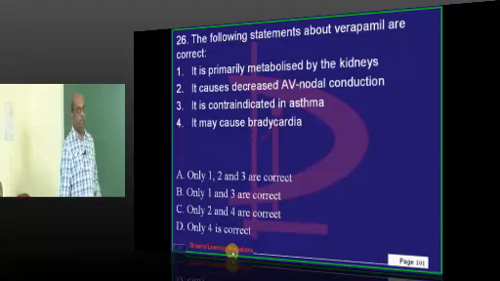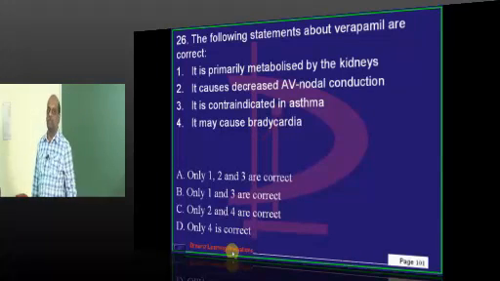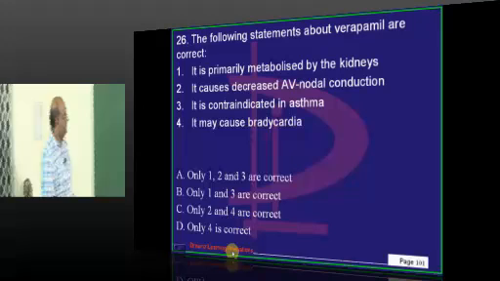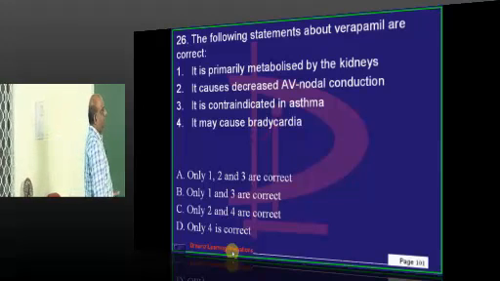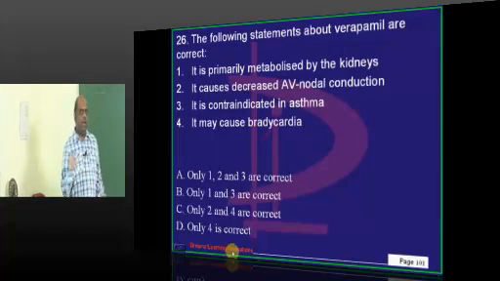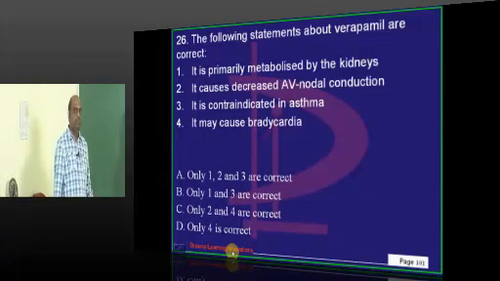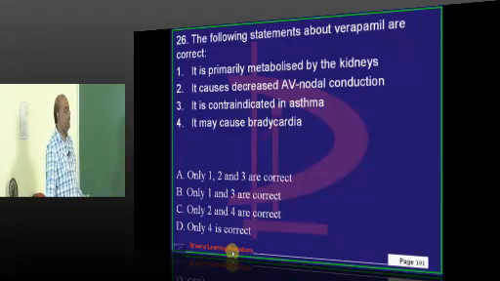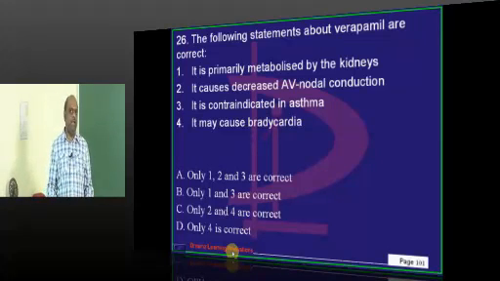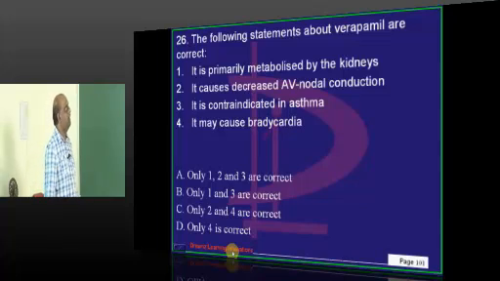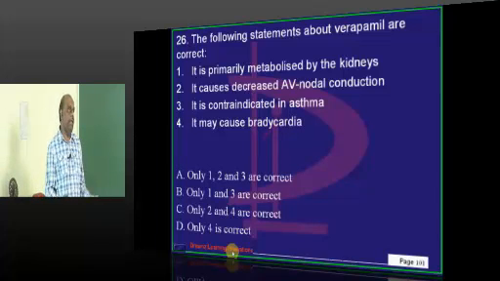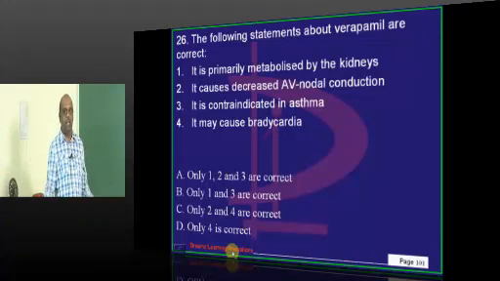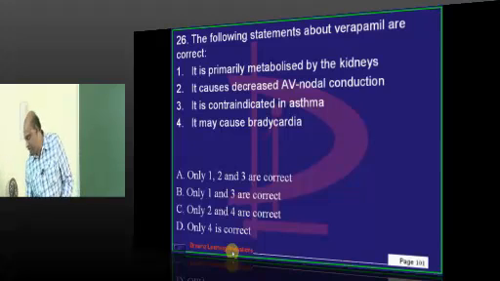With regard to the verapamil, once more. So today is all the drug day. Do you think it is contraindicated in asthma? Will it lead to bradycardia or tachycardia? Will it cause a decreased AV conduction as an antiarrhythmic? Is it metabolized by kidney or liver or nobody? What is your answer? Question number 26.